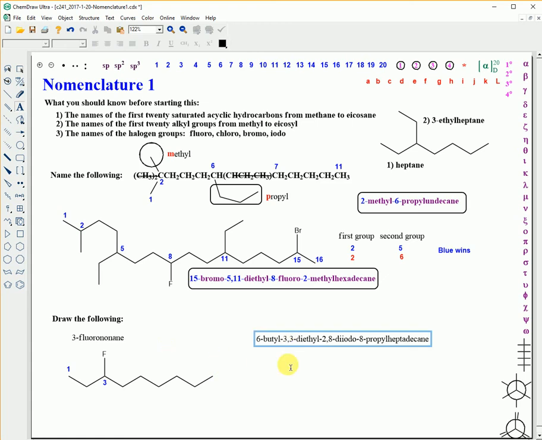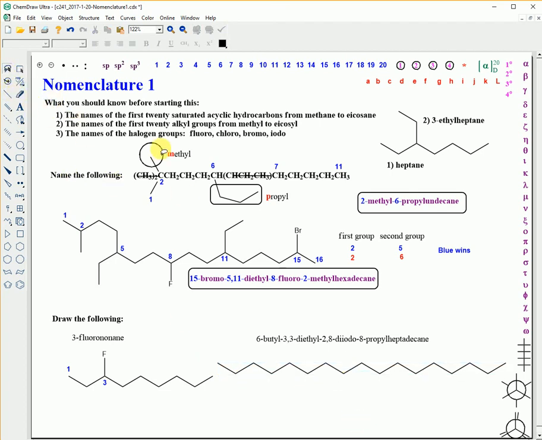Next up, we're going to draw 6-butyl, 3,3-diethyl, 2,8-diiodo, 8-propyl heptadecane. Seems intimidating. Don't let it be. Break it down. Always start at the end. Heptadecane. 17 carbons coming right up. Yeah, I got 15 there and I ran out of space. Not a problem. 2 more. 1, 2.